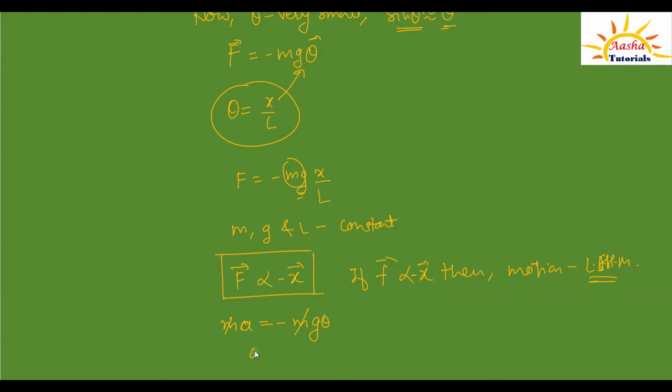Get cancelled and a is equal to minus g theta. We know that theta is equal to x upon l. Here g and l are constant, so by this we can say that acceleration is directly proportional to displacement and their directions are opposite. That means this motion is definitely linear simple harmonic motion. But we can say this is simple harmonic motion only if theta is very small. If the angular displacement is very small, then we can prove that the motion of the pendulum is SHM.